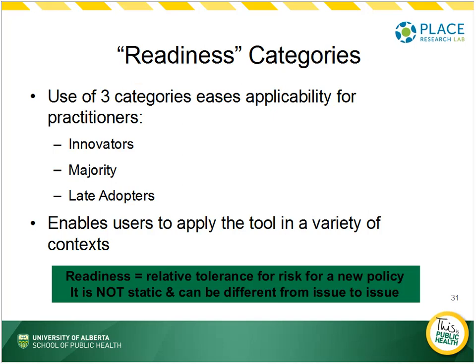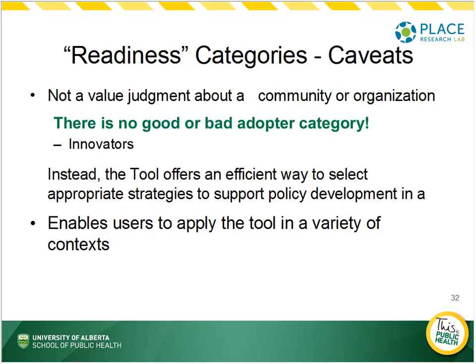The checklist calculates a readiness category, and this eases the applicability of assigning a designation of innovator, majority, or late adopters. Those of you who are familiar with Rogers' diffusion theory will know that he actually talks about there being 5 categories, but we've simplified that into 3 categories to ease the application of the strategies. And this enables users to apply the tool in a variety of contexts. And I just want to remind you that readiness, again, can be changed from issue to issue or over time, but it's really important to revisit this, and that's easy to do.